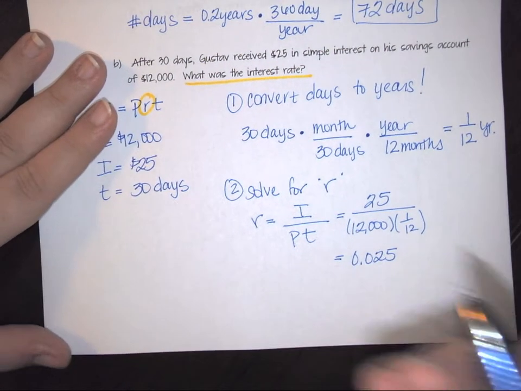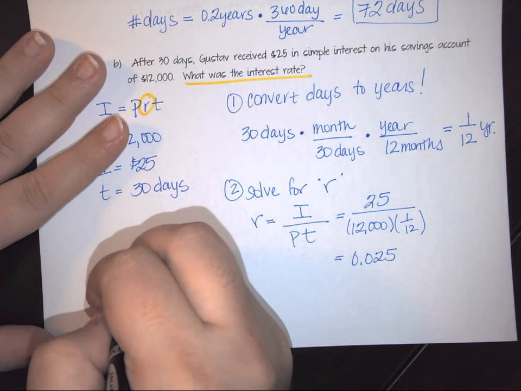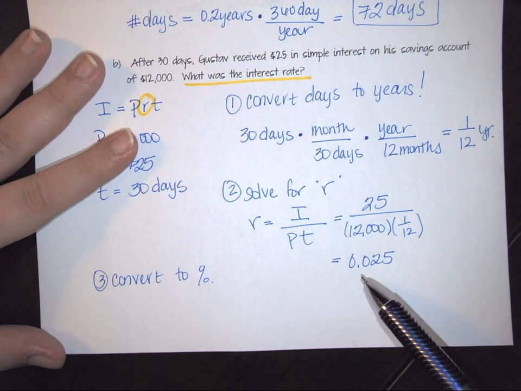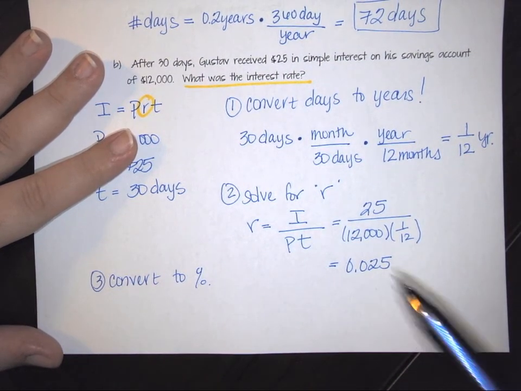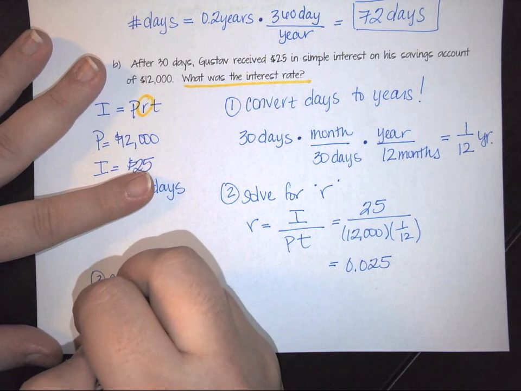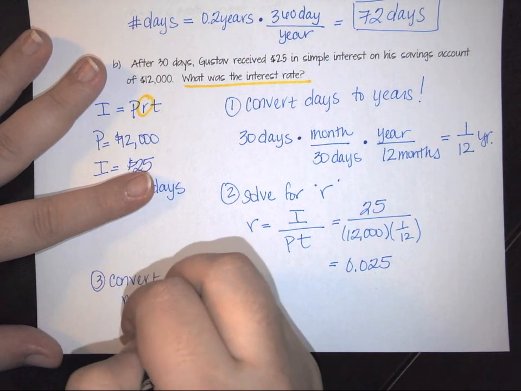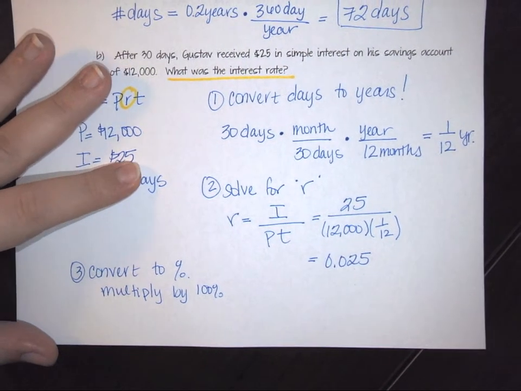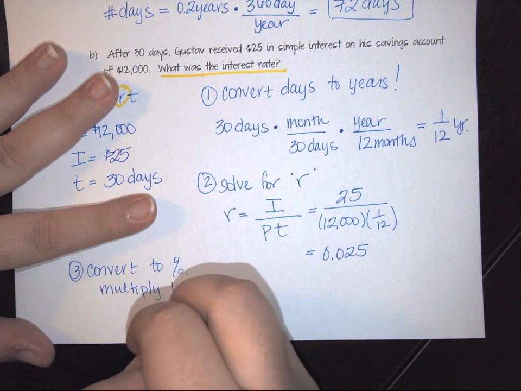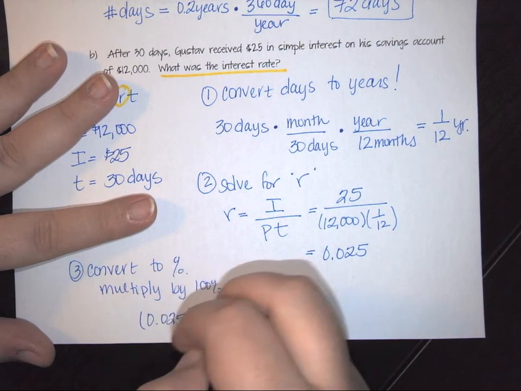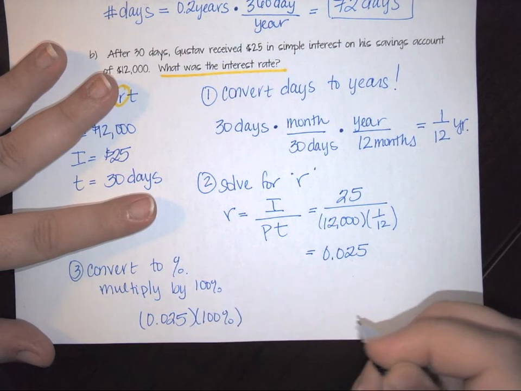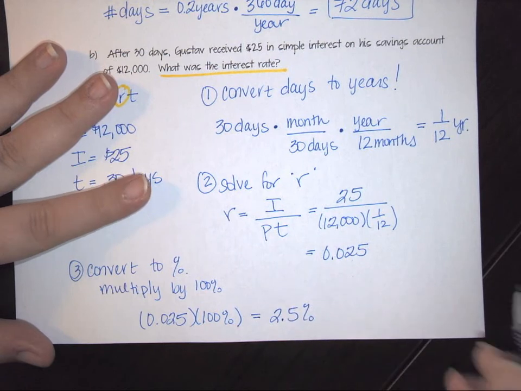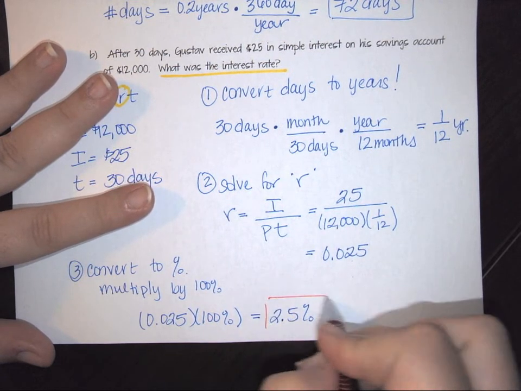Once you get your decimal, the last thing that you have to do is convert to a percentage. So if going from percentage to decimal means divide by 100, to convert means you have to multiply by that 100%. So here we're going to take 0.025 and we are going to multiply it by 100%, which is going to give me a rate of 2.5%. And this was what we were looking for.